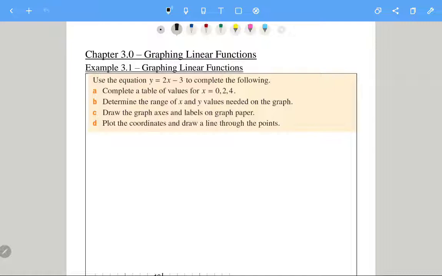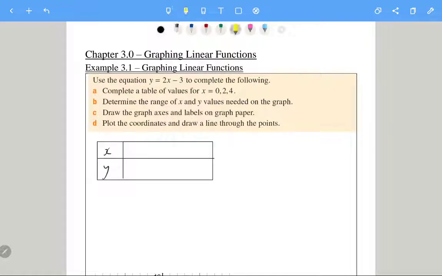So let's start off by drawing up our table. Now, since in the question it asked us to use the x values 0, 2 and 4, my top row is going to be 0, 2 and 4. And so I need to do 3 substitutions. Let's do the first one. X equals 0, so y is equal to 2 times 0 minus 3, which is minus 3.